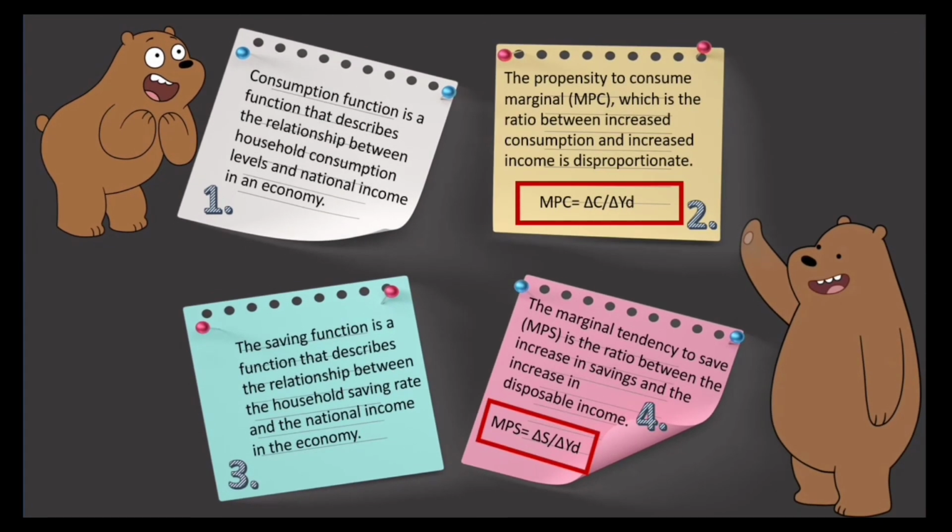Next, I will explain about MPC, or marginal propensity to consume. Marginal propensity to consume is a concept that describes the relationship between increased income and increased consumption. In other words, the MPC shows how much consumption will increase if disposable income increases by 1 unit. The formula of MPC is MPC equals delta C divided by delta YD. For information, delta C is the increase in consumption and delta YD is the increase in disposable income.